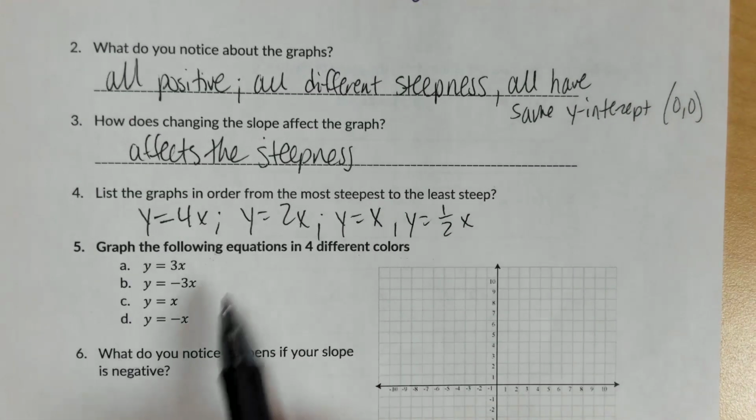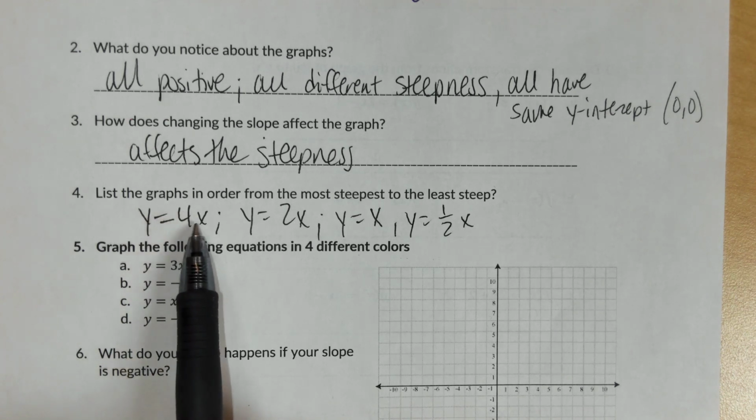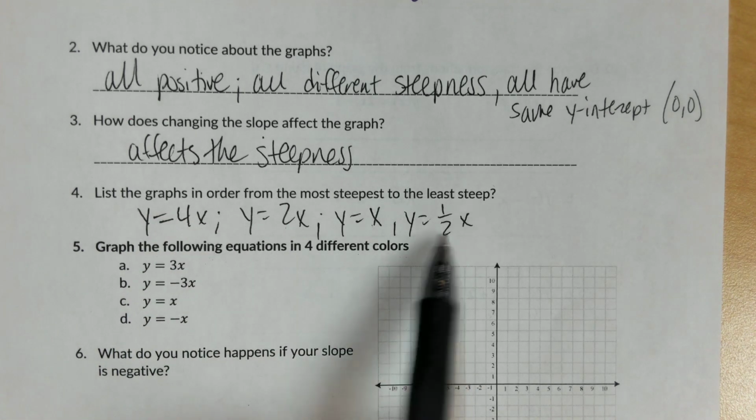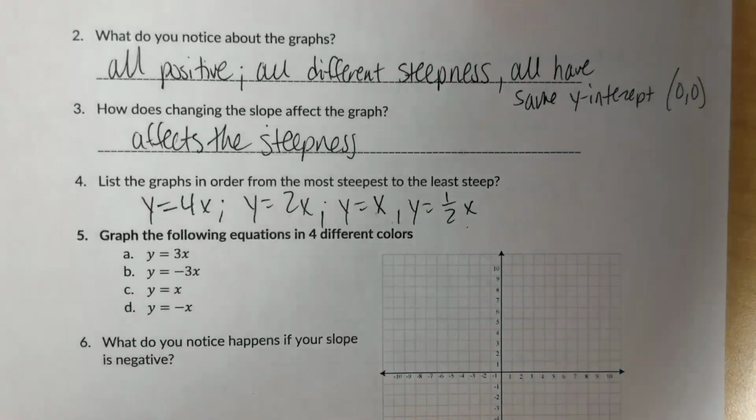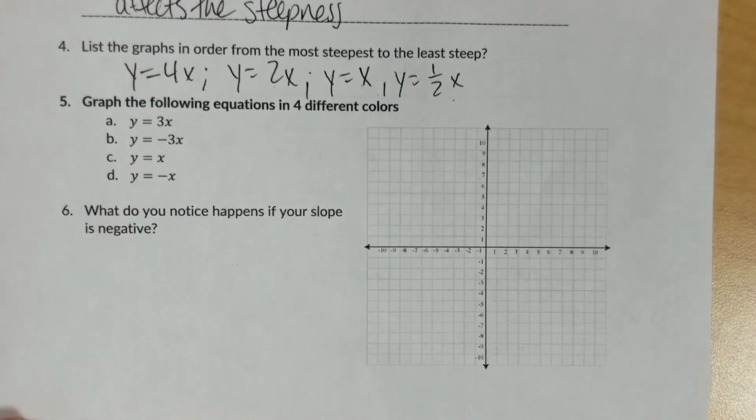So hopefully what you notice here is that the higher this number is, we went 4, 2, 1, 1/2, the steeper it is, or so the smaller that number gets, the less steep that it becomes. Okay, so let's do the same thing here with these 4. Okay, so again, pick your colors.